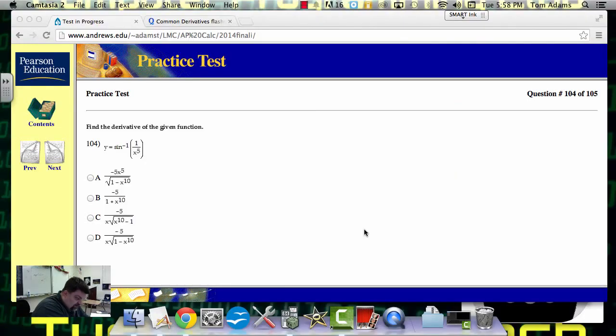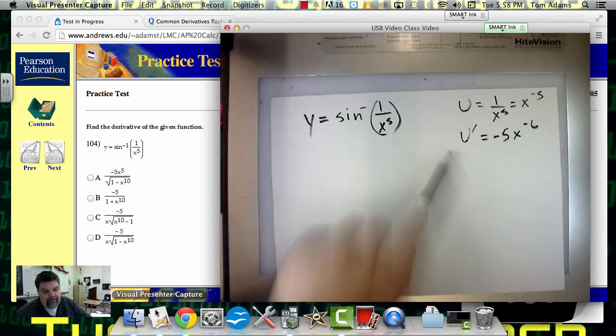All right, so we got to find the derivative of arc sine of 1 over x to the fifth. All right, so that means that u is going to have to be 1 over x to the fifth, which is the same as x to the negative 5, which means that u prime would then be negative 5 x to the negative 6. Okay.